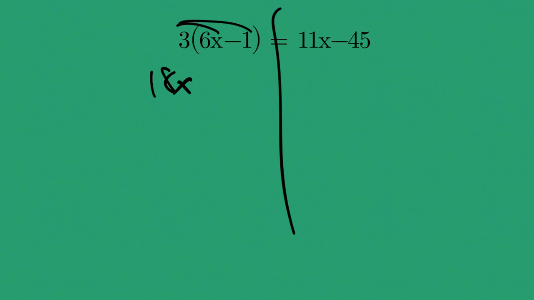18x. 3 times negative 1. Negative 3. Got a positive times a negative. Always going to be a negative there. Positive times a negative, going to be a negative result, so negative 3. Right side, 11x minus 45. No distribution, so we're going to keep it the same. Okay.